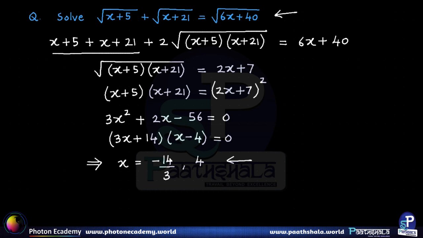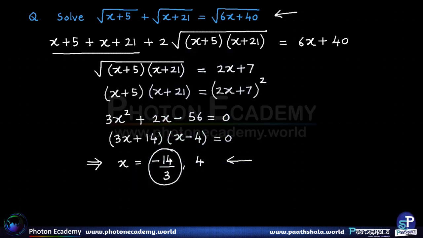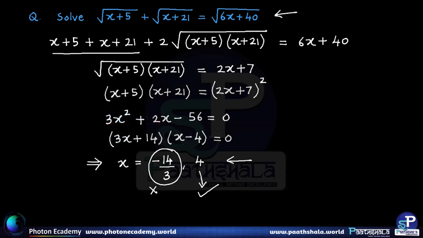Now here if we actually substitute, we will see that the first value, that is minus 14 by 3, does not satisfy the original equation. So therefore it's not the root, but x equal to 4 satisfies the given original equation. So therefore the only root here is x equal to 4. Now let's see the next question now.